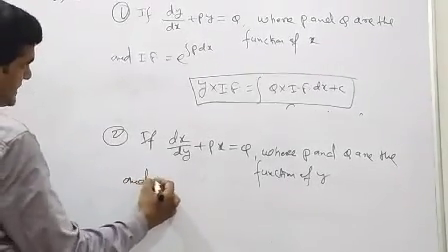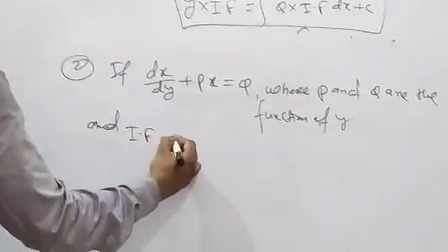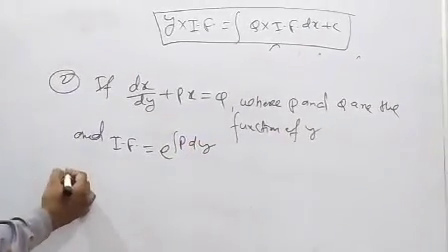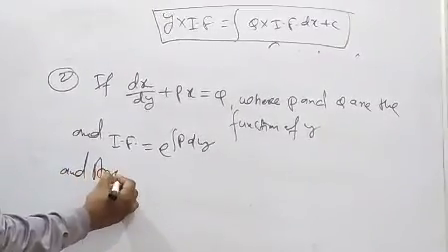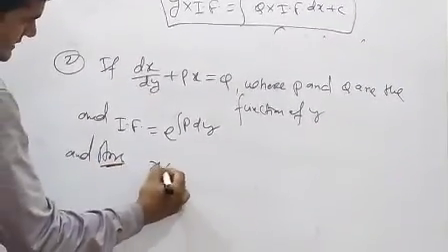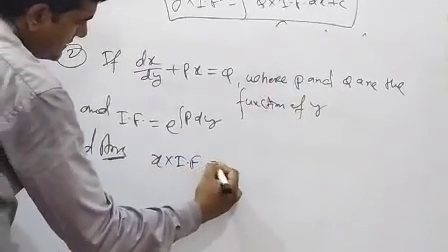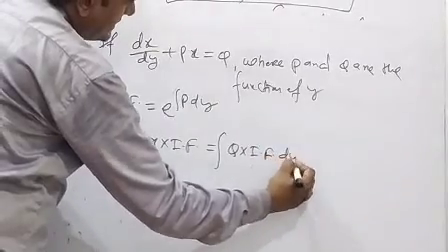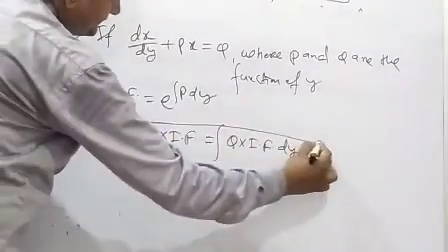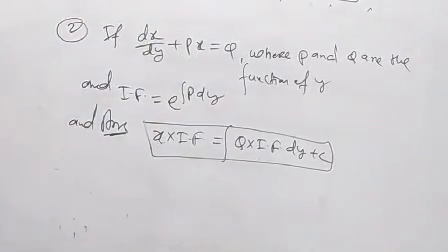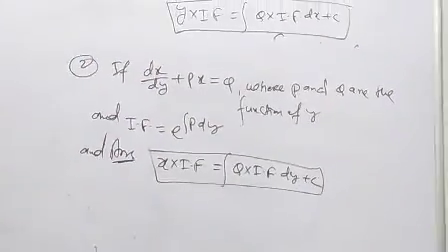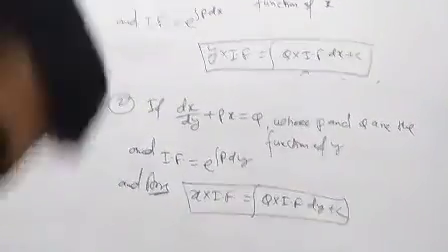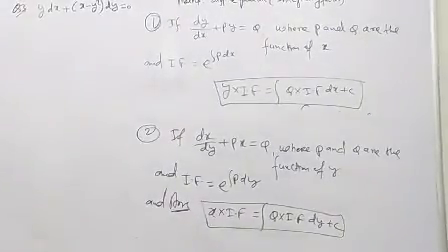And what is the integrating factor? It is equal to e power integral of P dy, and the required answer is what? X into integrating factor is equal to integral of Q into integrating factor dy plus c. Clear? Now you can check both the formulas. Understood? You can check both the formulas.